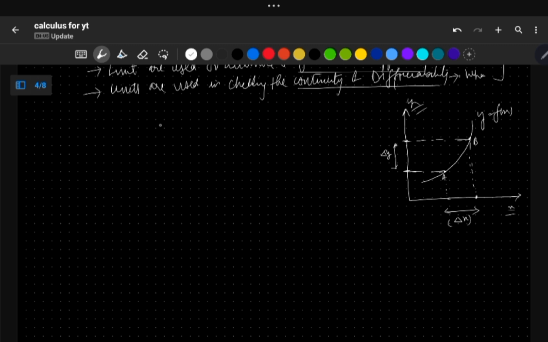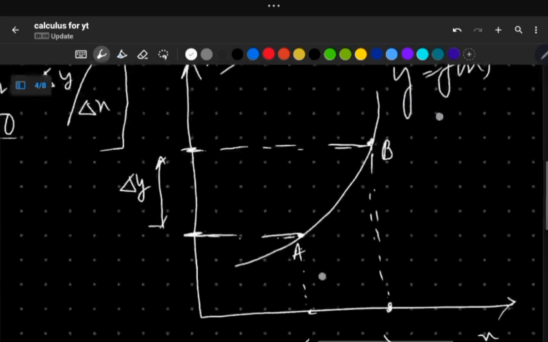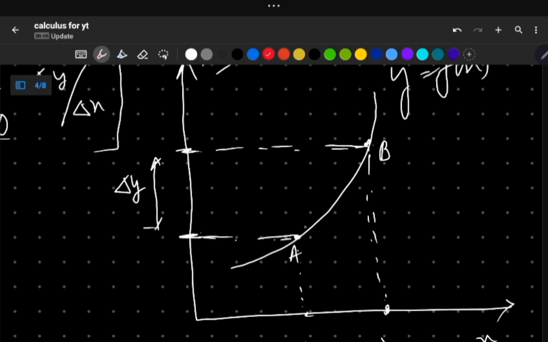So what does limit teach us? Limit teaches us to look at the change in y by change in x as x moves toward 0. This is what limit teaches us. To understand it in a better way, let me zoom in on the graph and draw a straight line from here to here. Of course, it is not actually straight, but we can assume it is a straight line.